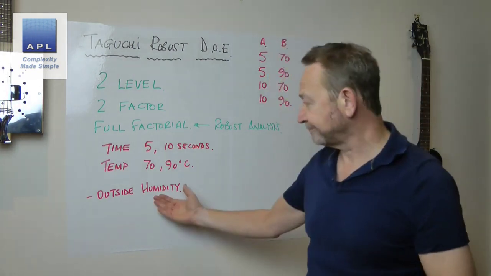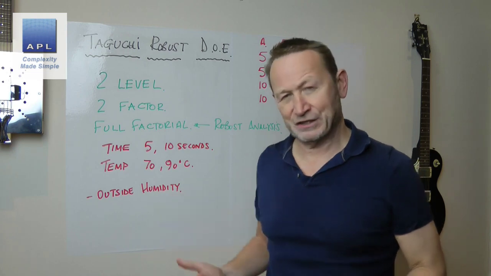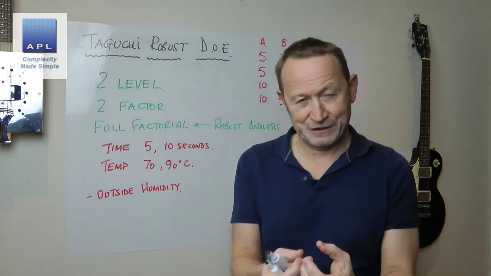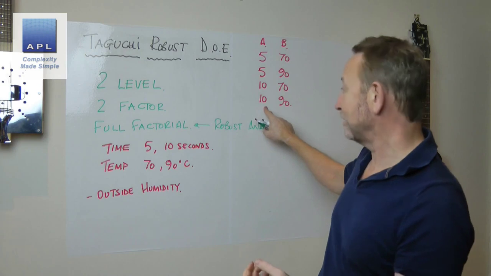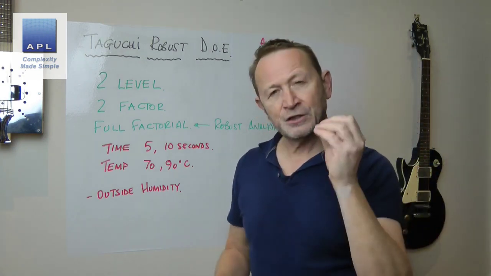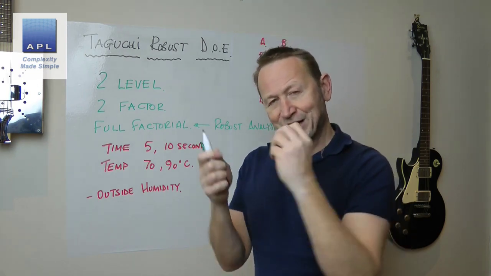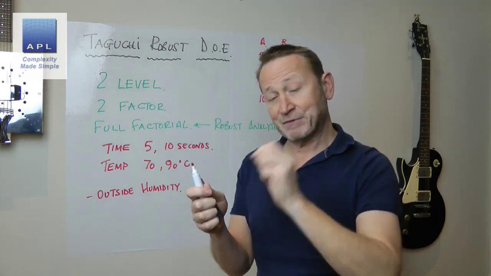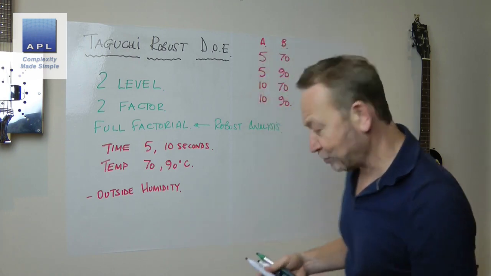Now, of course, we haven't got humidity in this experiment, because I can't put it here. So I can't make it a 3-factor full factorial. But what I can do is allow humidity into this experiment in a very special way. And this is what I'm going to do, look.